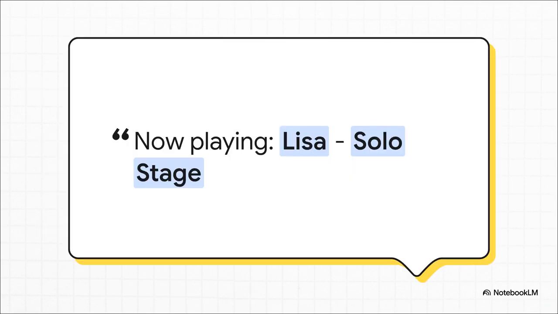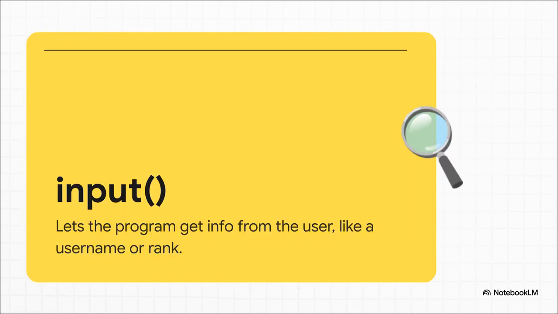And hey, it's not just for games. That same str data type we used for a player's name, it's perfect for a music app. It can combine an artist's name, like Lisa, with a song title like Solo Stage to show you exactly what's playing right now. But code isn't just a one-way street. Programs can also ask you for information using a function like the input function. This is exactly how a game gets your username, or how a quiz app gets your answers. It's what makes a program truly interactive.